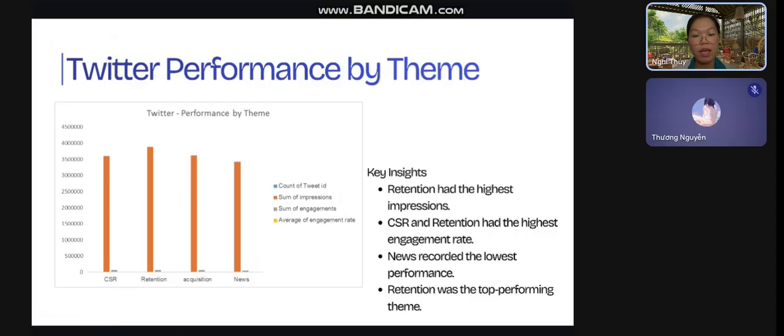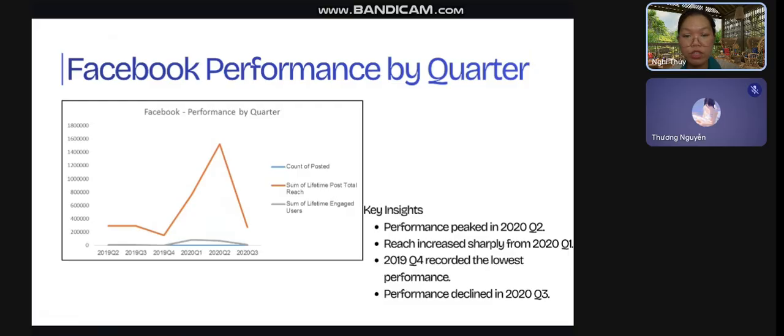Besides comparing content themes, we also analyze performance over time. This chart shows Facebook performance by quarter. Performance increased from 2020 Q1 and reached its highest point in 2020 Q2. However, we can see a decline in 2020 Q3. This suggests that audience activity was stronger during the second quarter of 2020.